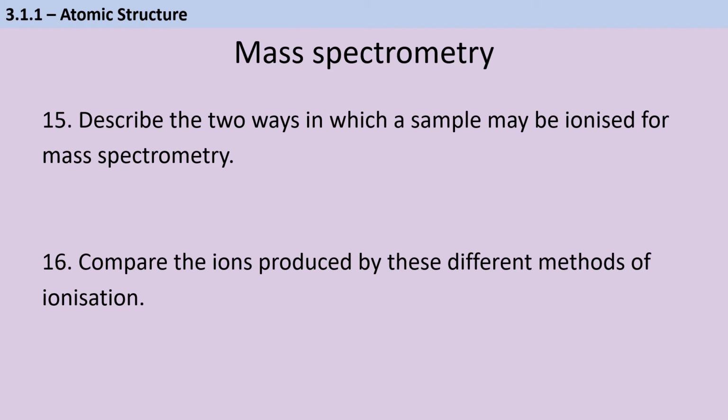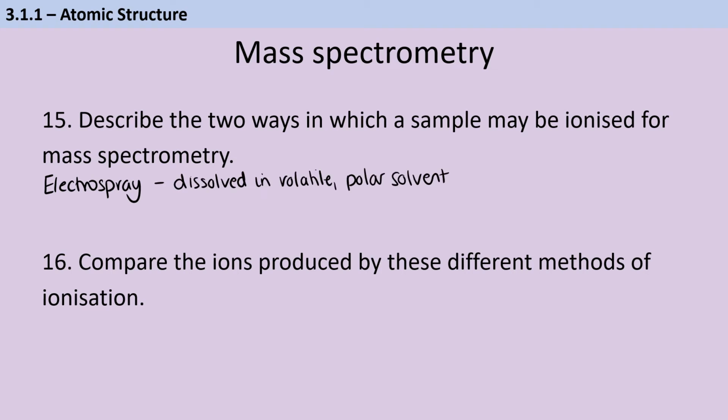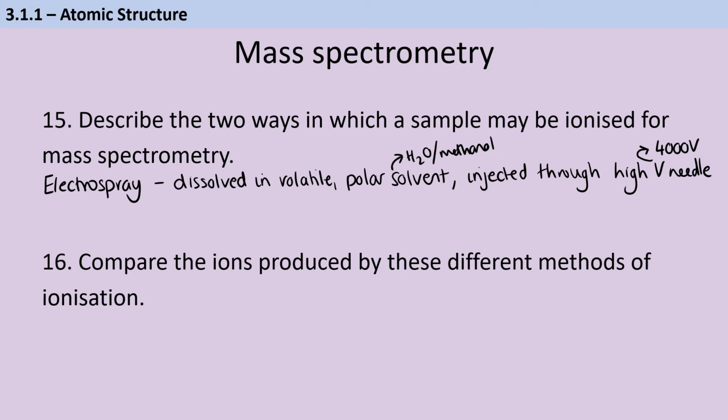To carry out time-of-flight mass spectrometry, there are 2 ways that you can ionise the sample. So firstly, there's electrospray ionisation, and in this the sample is going to be dissolved in a volatile polar solvent. So that could be something like water or methanol, and then that sample is going to be injected through a very high voltage needle. And you don't need to know a particular voltage, but if you wanted to quote one, it would need to be something in the region of about 4,000 volts. Now, when that happens, the sample gains a proton, and so it becomes positively charged, and also its MR increases.